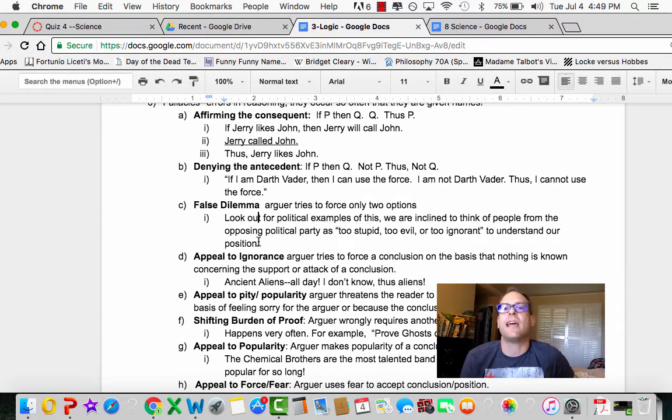All right, false dilemma. This is an attempt to get an arguer to accept a conclusion on the basis of offering only 2 options, or only a limited number of options when there should be more. So this is a great, you see this all the time in political contexts, right?